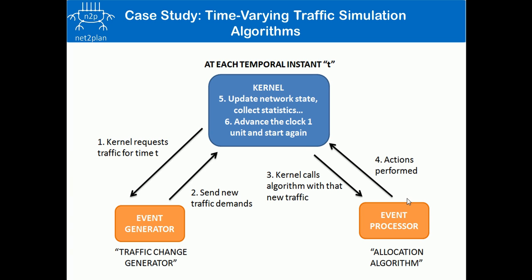Based on these demands, the allocation algorithm will perform some actions. Those actions are then returned to the kernel to be processed. Once processed, the kernel will update the network state, collect some statistics, and it will advance the clock 1 unit and start the cycle again. This will repeat until the simulation is stopped.